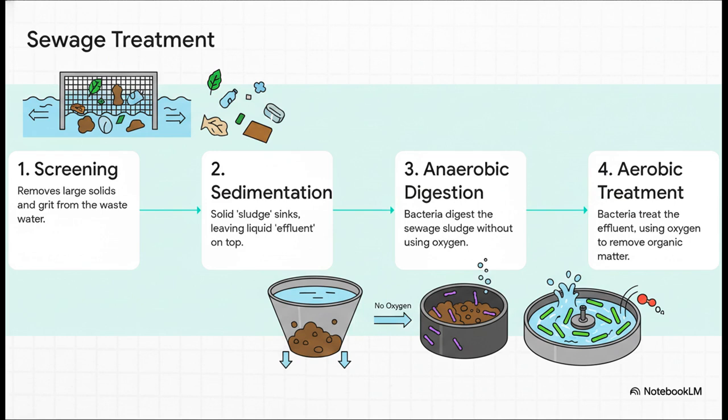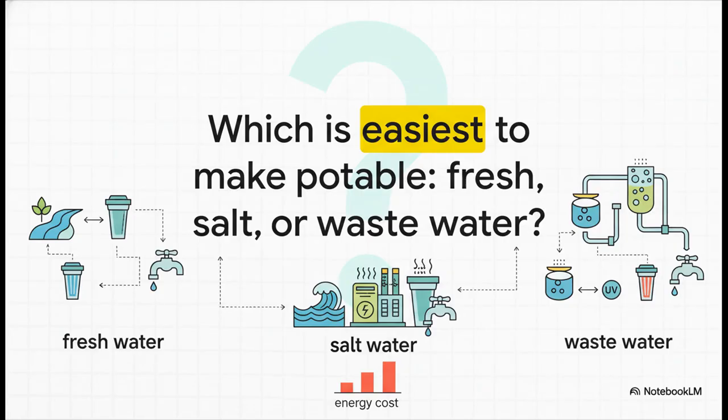The sludge is broken down by bacteria that don't need oxygen. That's anaerobic digestion. And the effluent is cleaned by different bacteria that do need oxygen. That's aerobic treatment.